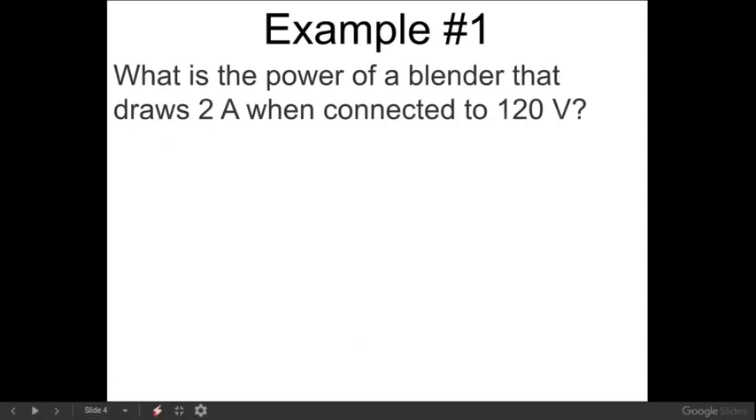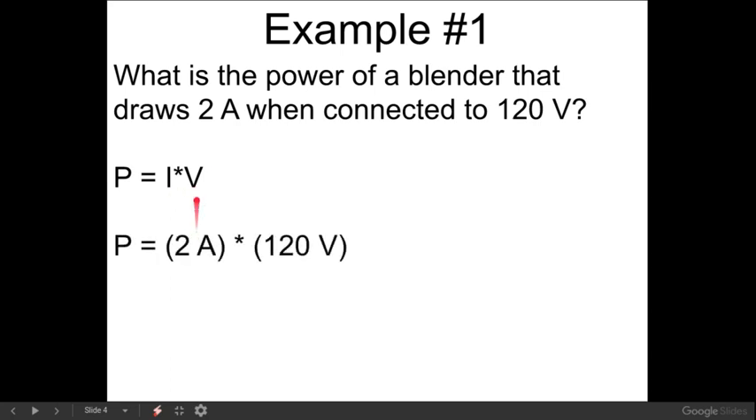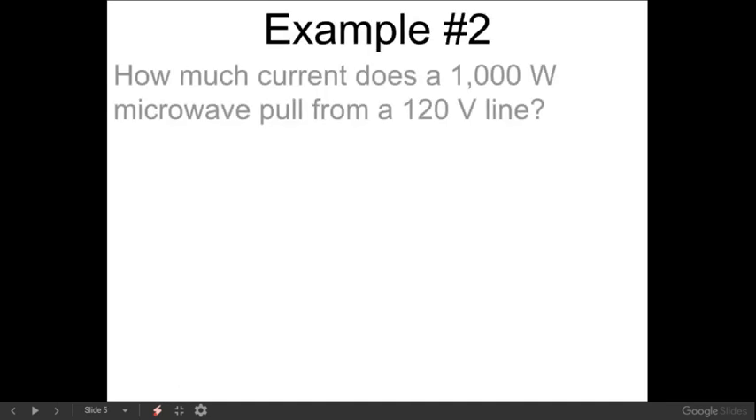So let's do a couple of quick examples here. What is the power of a blender that draws 2 amps if it's connected to 120 volts? Well, bring up our power equation here and plug in. Current is 2 amps, voltage is 120 volts, so just multiply those two. The power of a blender then would be 140 watts.